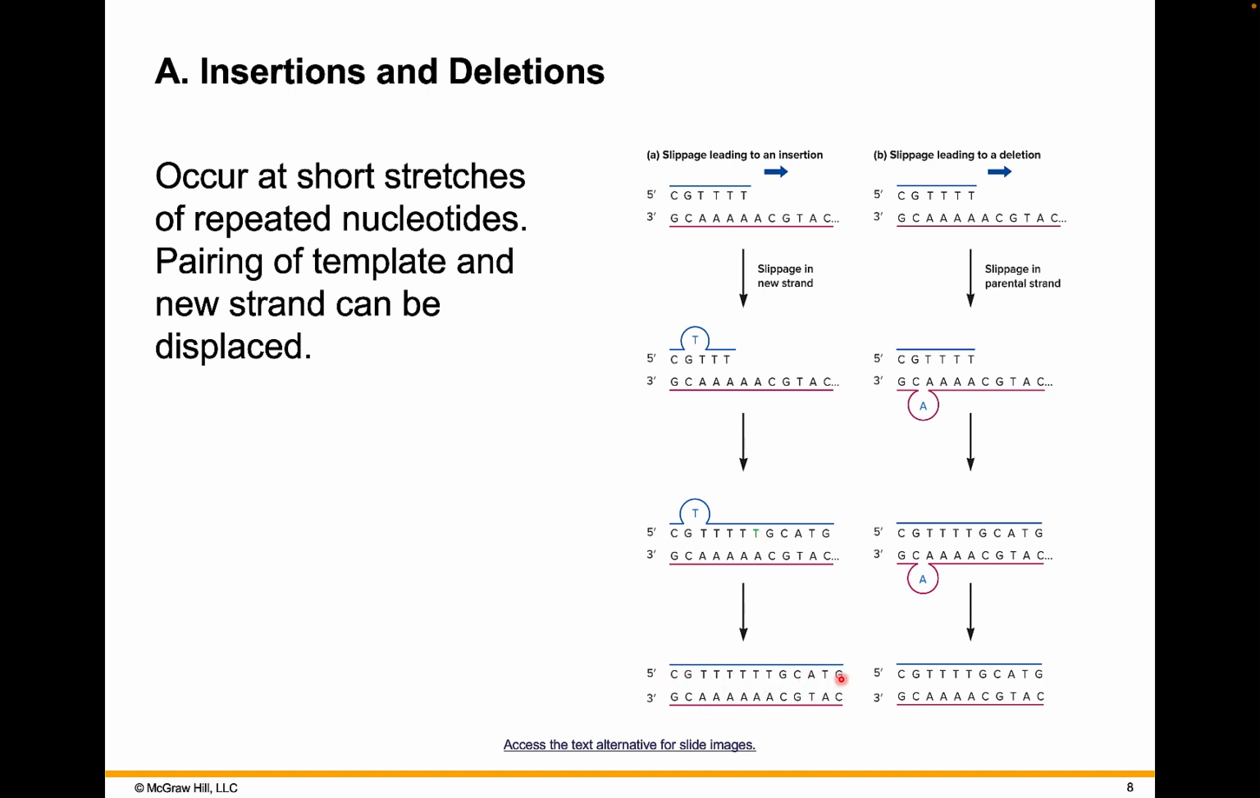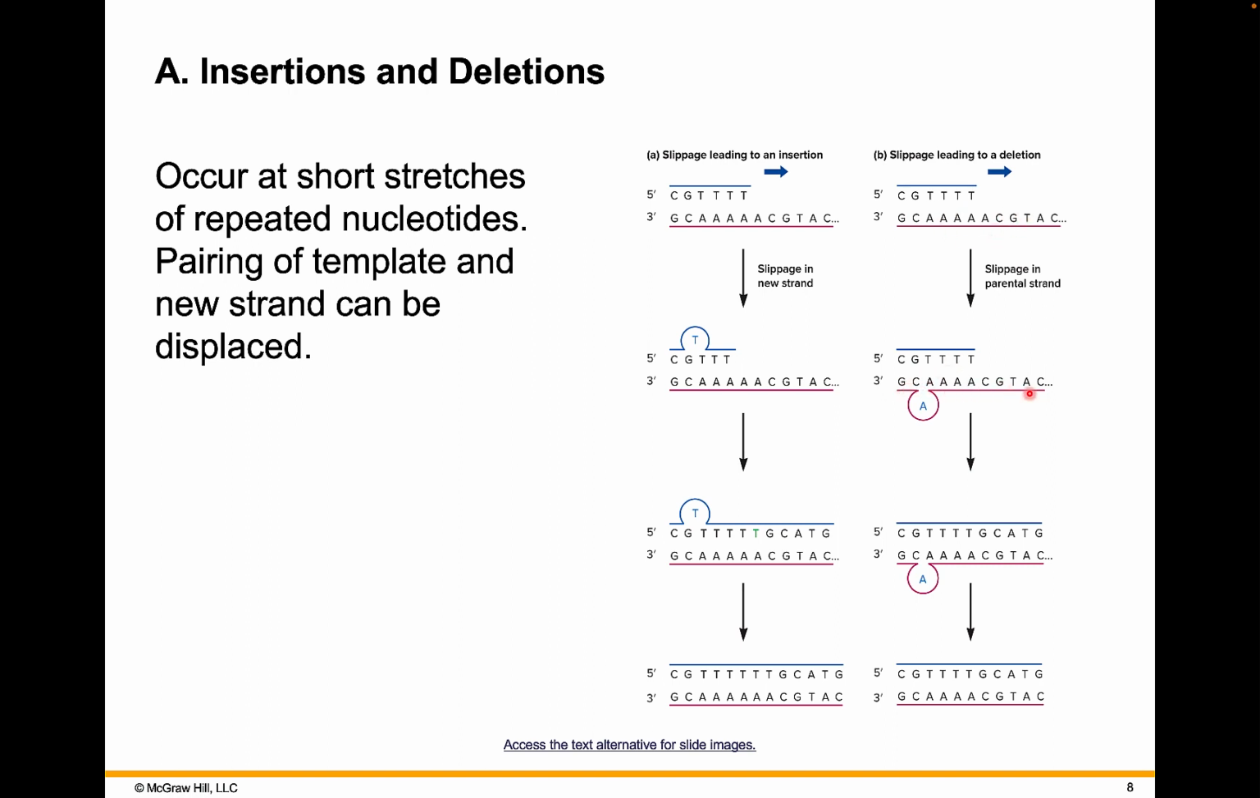And as soon as you have this insertion, the entire reading frame of a protein coding gene, or a tRNA coding gene, or the ribosomal RNA coding gene will be out of frame, or you will read the sentence of the codons in a different way. The same way it can happen with slippage causing a deletion. So here the slippage is happening in the parental strand. Here the slippage is in the new strand. Here the slippage is in the parental strand.